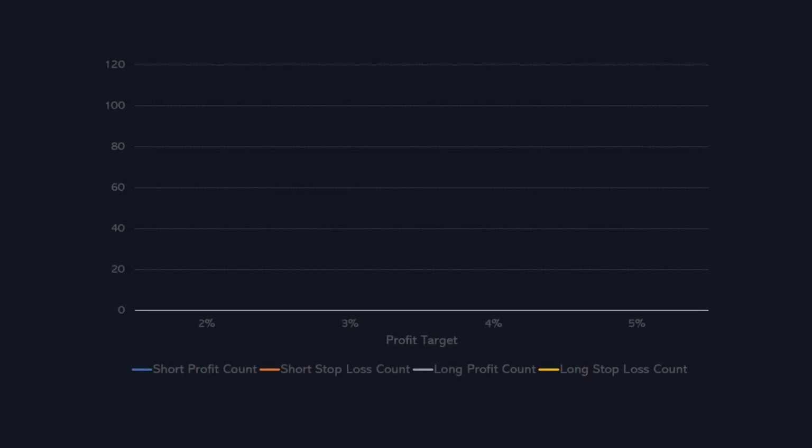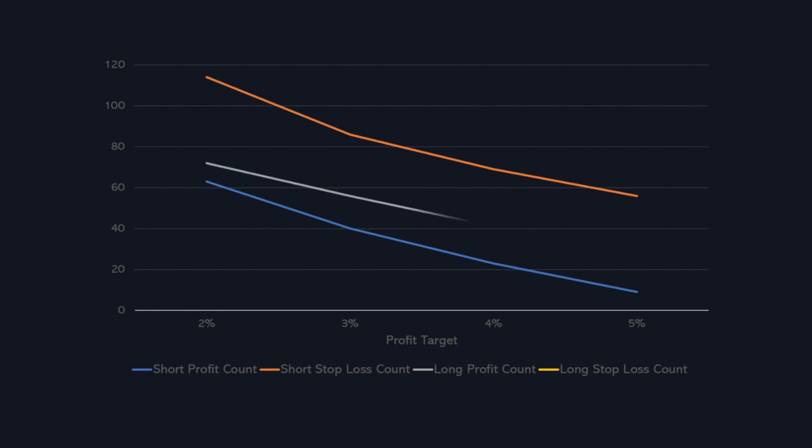At the lower profit target, both long and short profit counts are higher. As the profit target increases, the number of profitable trades goes down as well. But more importantly, at every point, the number of stop losses is much higher than the profits.